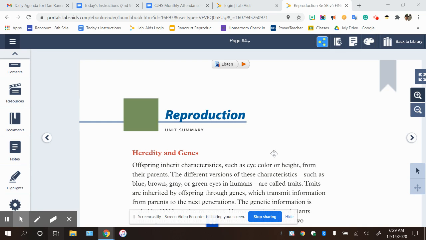So LabAids has these new summaries at the end of their books now. So when we get to the end of a book or the end of a unit, rather than trying to pull all the information out from every activity, we can actually just read the unit summary. It's not very long, it's about 2 pages, but you're going to do this before you actually complete the work that I've given you. So you can either read this yourself, or you can just read along with me.